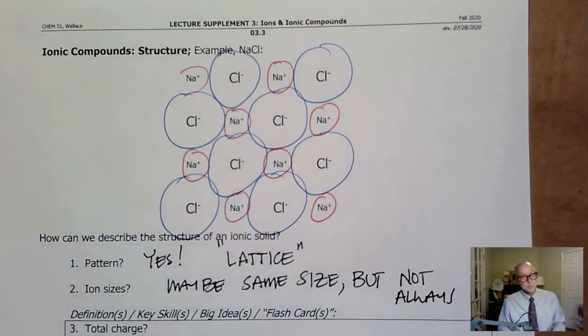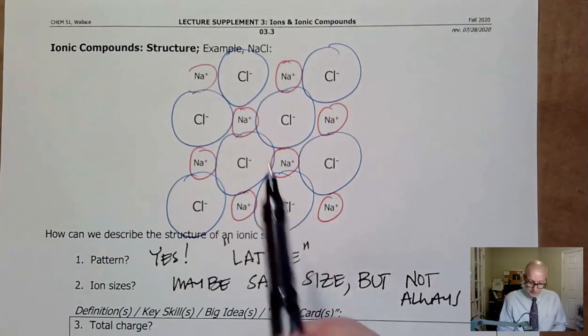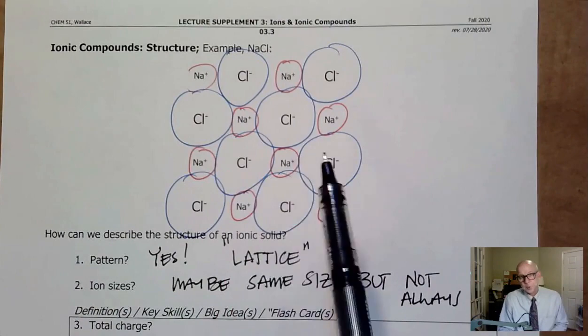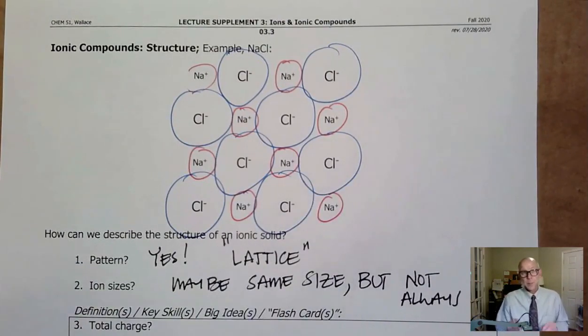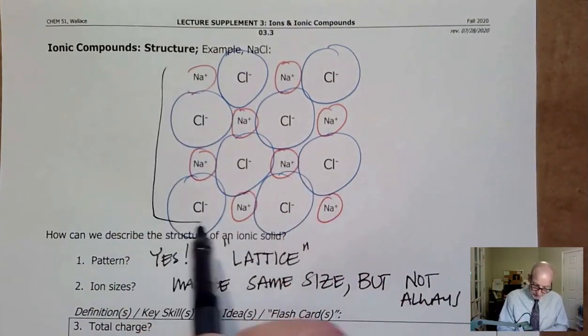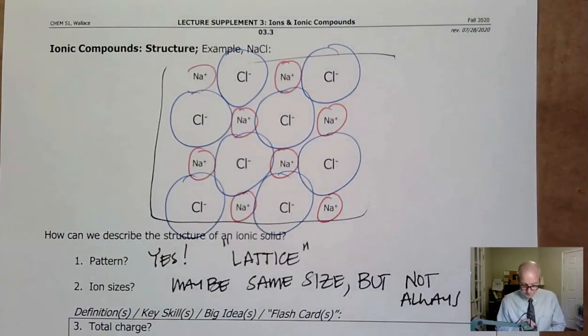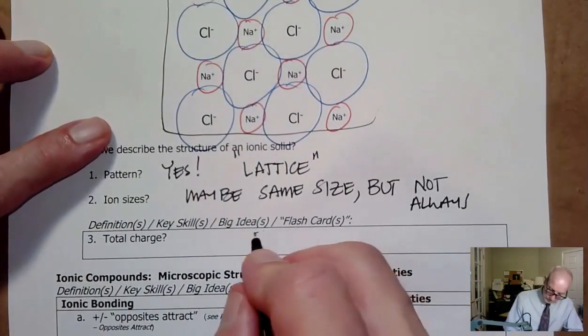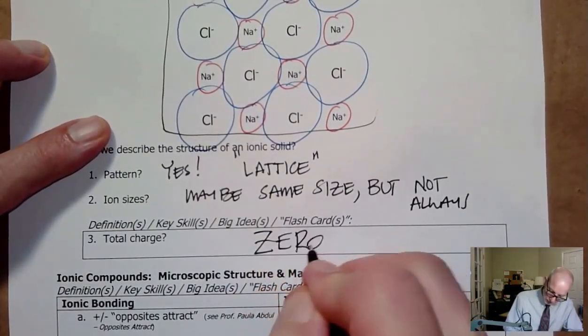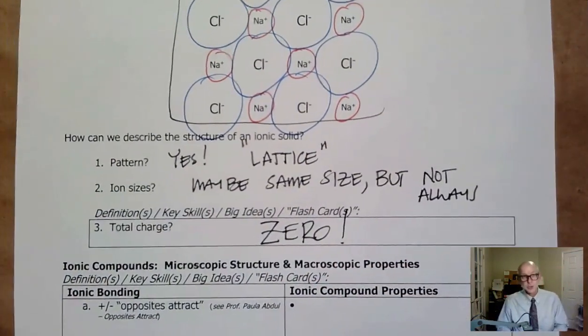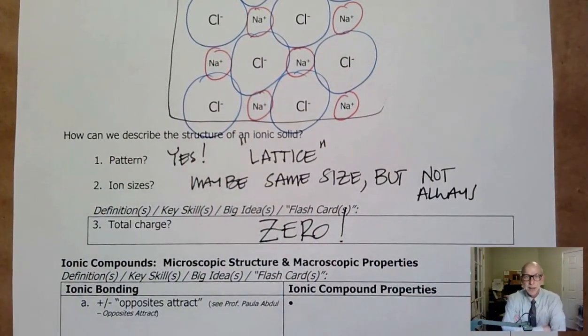Now, here's a big idea. Count the chlorine minuses, we call them chlorides. Count the sodium pluses. Give me the total charge on this little chunk right here. And you said, well, gosh, it looks like there are 8 of those sodiums. That would be 8 plus. But it looks like there are 8 of these chloride things. That'd be 8 minus. Oh, 0. This is huge. The total charge on any ionic compound is always 0.